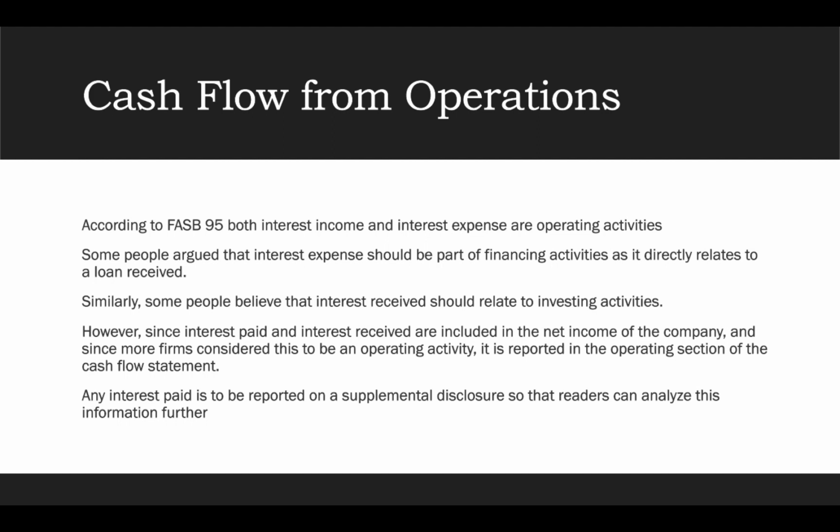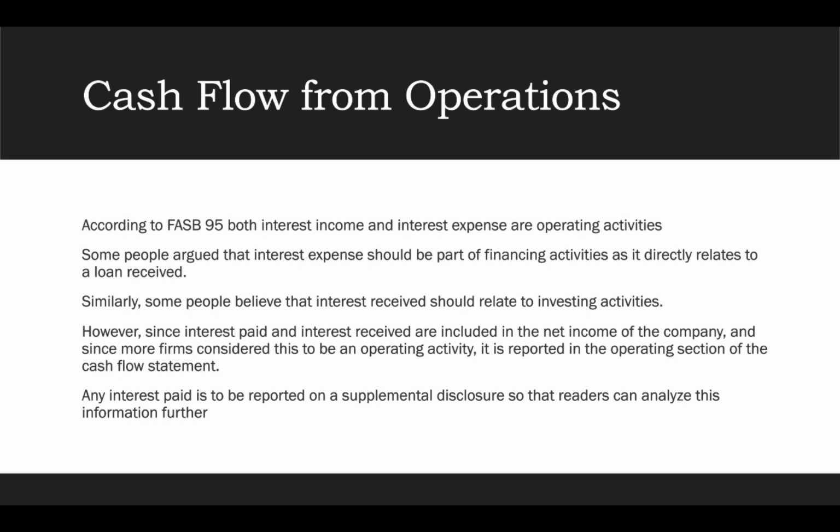Similarly with interest income, if I buy a bond as an investment, that's going to show up as an investment activity, right? That cash outflow will be in the investing section, right? So why not also then include the interest income that I get from that bond in the investment section? Again, that makes sense, right? But that argument did not win out with the FASB.